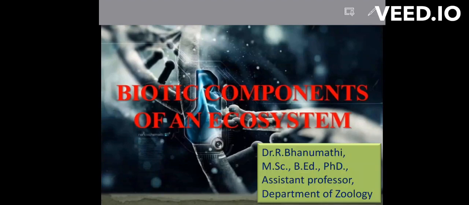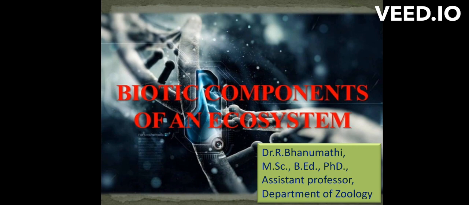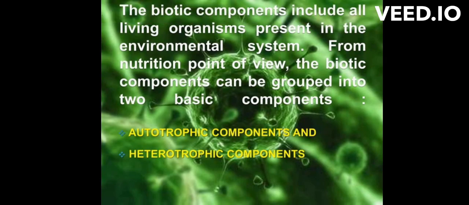Ecosystem. An ecosystem is divided into biotic and abiotic components. The first one is biotic components. The biotic components include all living organisms present in the environmental system. From the nutrition point of view, the biotic component can be grouped into two basic components: autotrophic components and heterotrophic components.